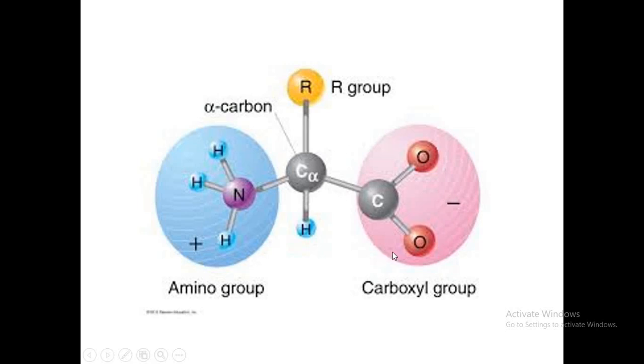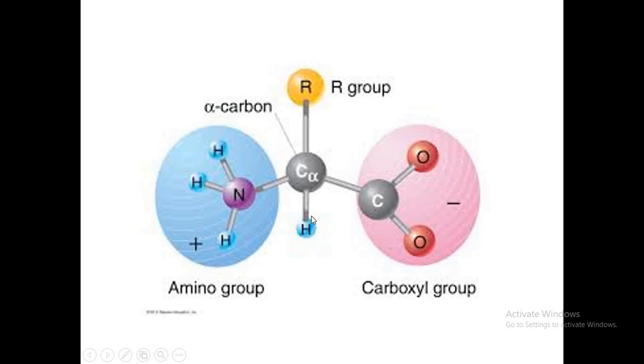Except for glycine, every amino acid has one amino group and one carboxylic group in its structure, and one side chain that we call the R group, and one hydrogen atom attached. All these groups are attached to a central carbon atom that we call the alpha carbon atom. One important thing we should know about all 20 amino acids.